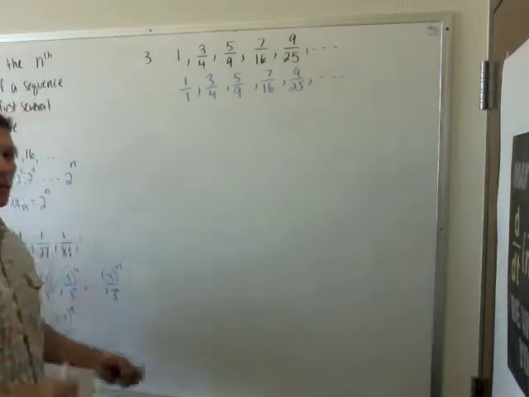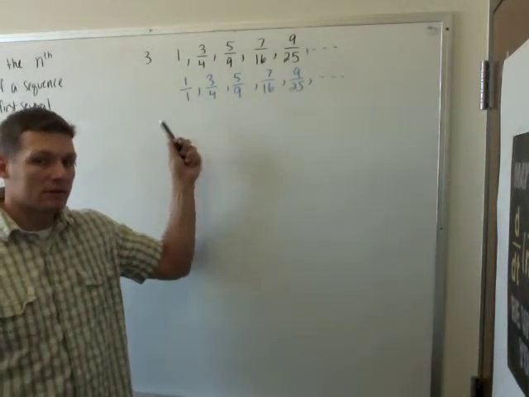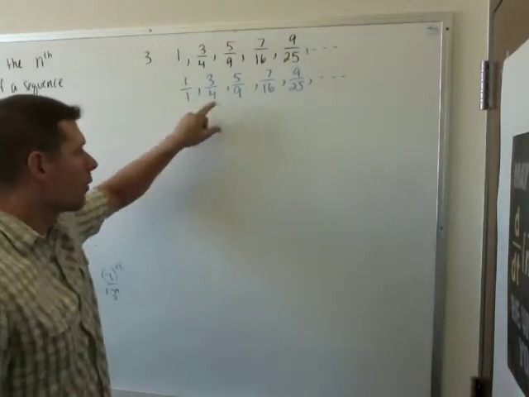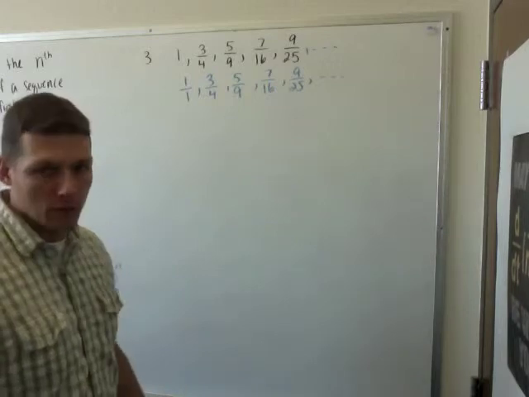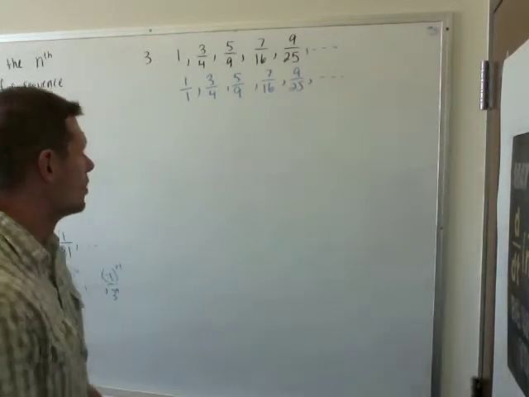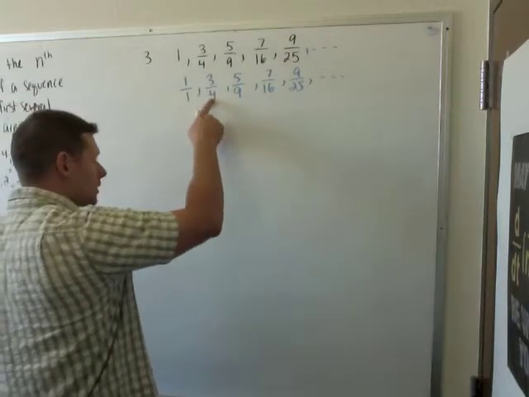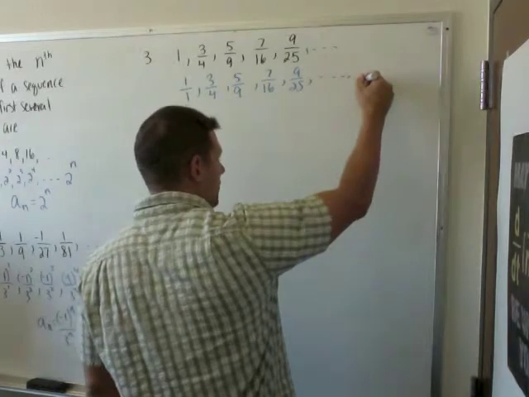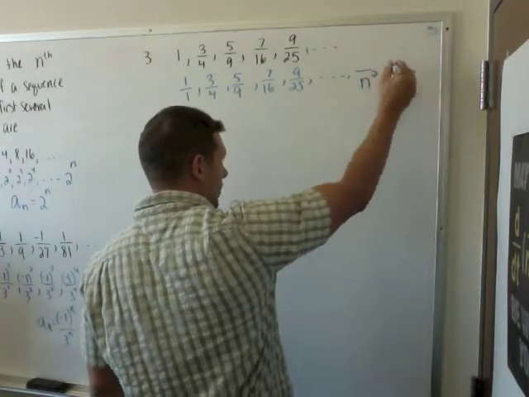All right, now the denominators are not like these ones where I took a base and raised it to an exponent that changed. Here, 1, 4, 9, 16, 25, don't those look like the perfect squares? So the next denominator will probably be 36. Well, that's 1 squared, and that's 2 squared, and that's 3 squared, and that's 4 squared, and that's 5 squared. So if I got to the nth one, it'll probably be n squared, won't it?